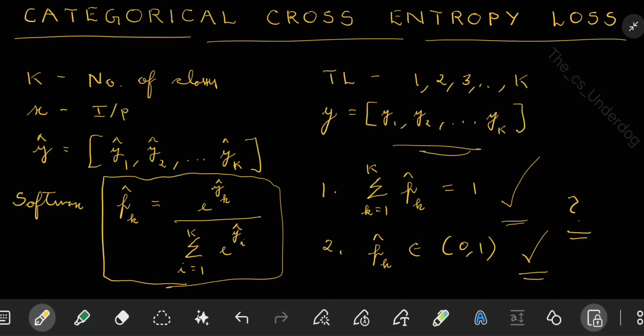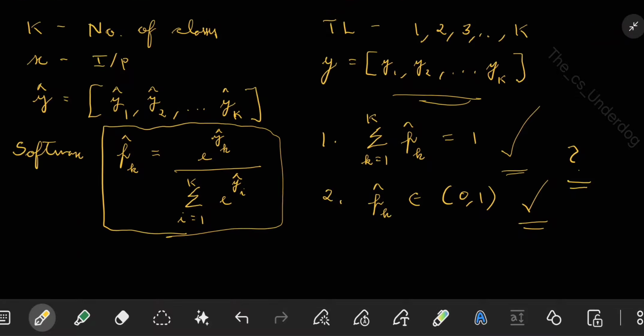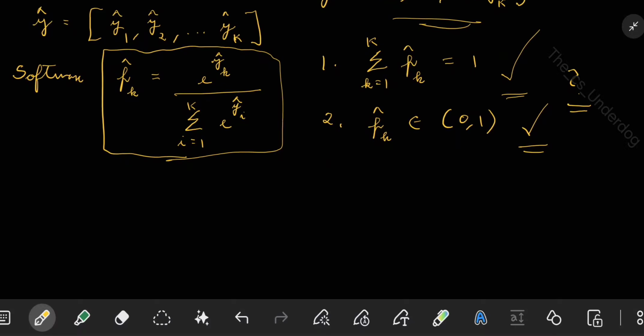This can be interpreted as a probability distribution. Okay. Now let us get into how you are going to use this probability distribution and find out the categorical cross entropy loss. Let us get into categorical cross entropy.